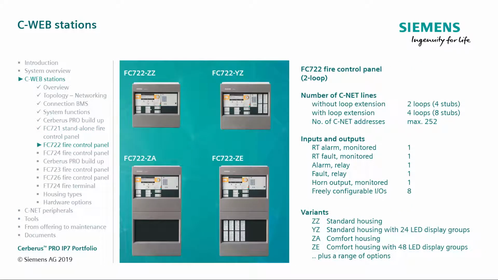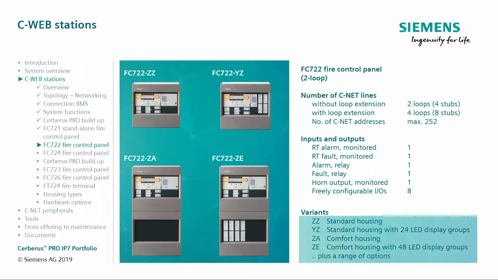Here, we have the FC722 in various styles in both the standard and comfort housing. It comes with the following features as standard. 2 detector loops with capacity for 252 devices or 4 stubs. 2 monitored outputs, 1 for an RT alarm, 1 for an RT fault. 2 relay outputs, 1 for an alarm, the other for a fault. 1 monitored horn line. 8 freely configurable inputs or outputs.